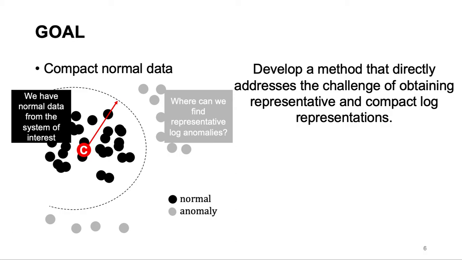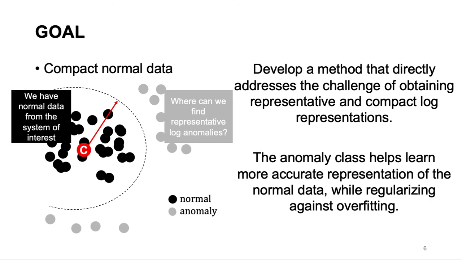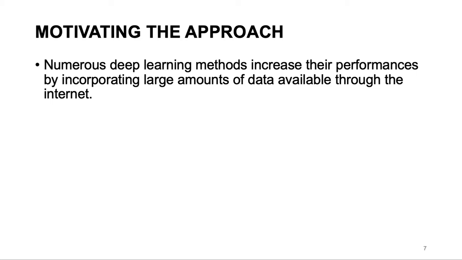Injections are not allowed because they might hurt the production cloud or whatever system we have. So if we inject in controlled scenarios and we have updates in real life, that means that almost all of our knowledge is lost. The anomaly class, however, is really important because it helps to learn a more accurate representation of the normal data while regularizing against overfitting.